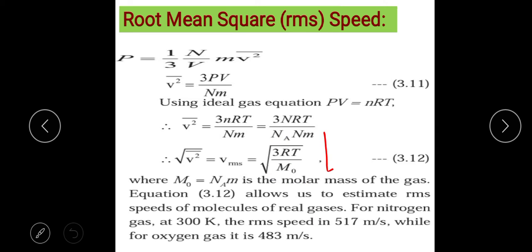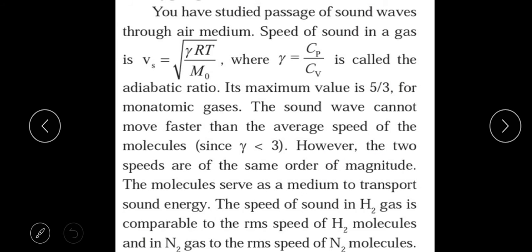Equation 3.12 allows us to estimate the RMS speed of molecules of real gases. For nitrogen gas at 300 Kelvin, the RMS speed is 570 meter per second, while for oxygen gas it is 483 meter per second. You have studied the passage of sound waves through an air medium. The speed of sound in a gas is Vs is equal to square root of gamma RT divided by m naught.